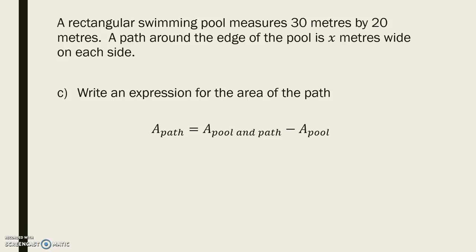Now, part C. This time what we're asked to find is an expression for the area of the path. So only the path. For us to do that, we need to understand this: the area of the path is that total area we just worked out, take the area of the pool, which we worked out in part A.